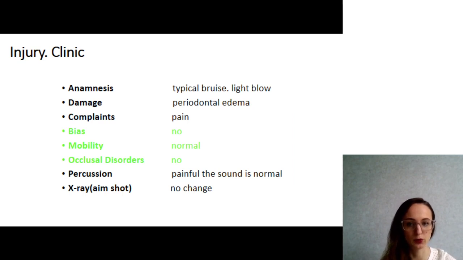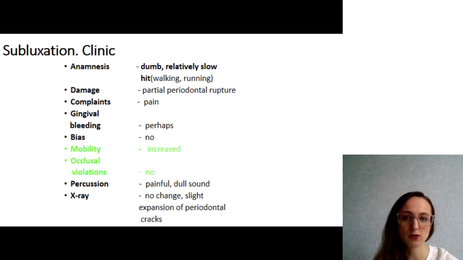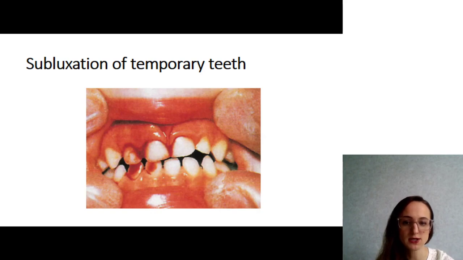Clinic: we know anamnesis, damage, complaints, bias and mobility, occlusal disorders, percussion, X-ray, of course. Anamnesis: topical bruise, light blow. Damage: periodontal problems, periodontal edema. Complaints: it is pain, bias no, mobility normal, occlusal disorders no, percussion painful, the sound is normal, and X-ray no change. Subluxation, please look. Subluxation of temporary teeth.